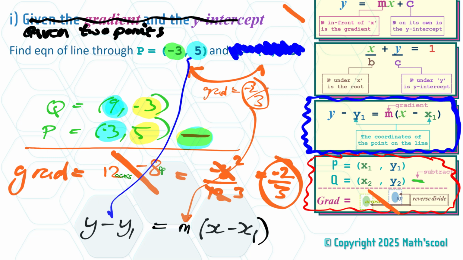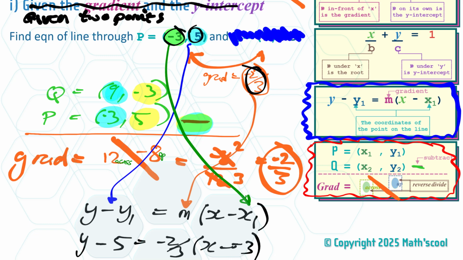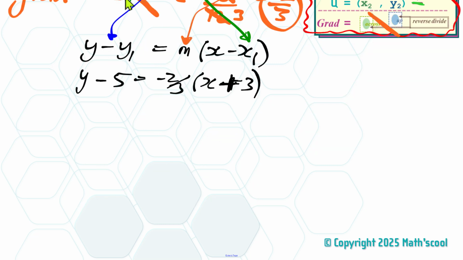y1 goes here, and the x1 goes here. Okay, and so let's just write that out. y minus y1 is 5, so y minus 5 equals the gradient, minus 2 over 3, times x minus x1, which is minus 3. There's a double negative again there, so let's change that into a plus. Okay, let's get rid of the fraction by multiplying through by 3.